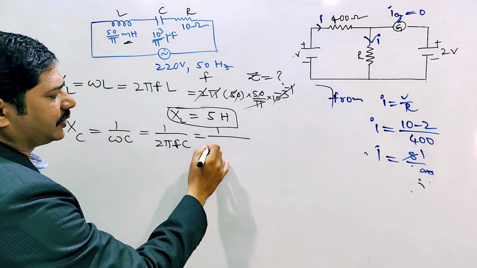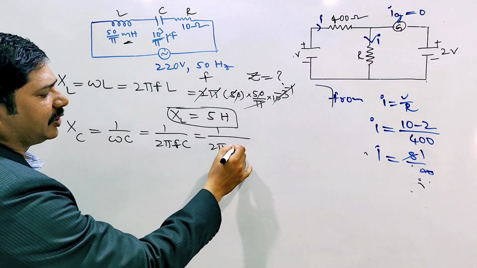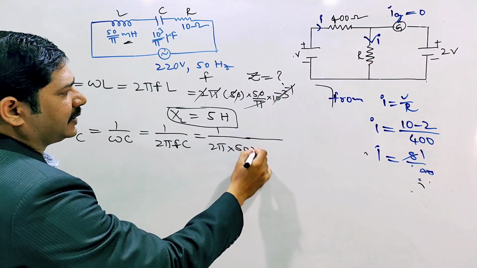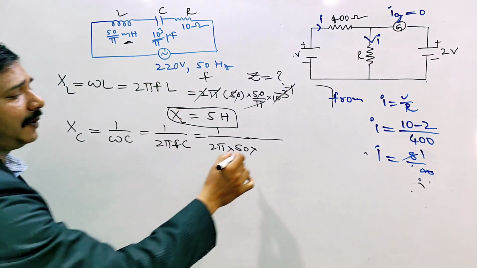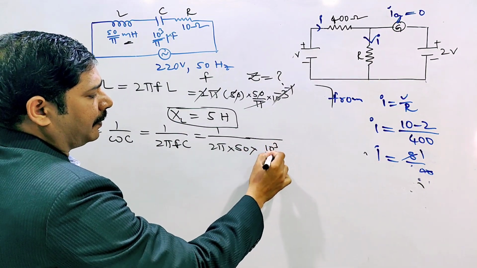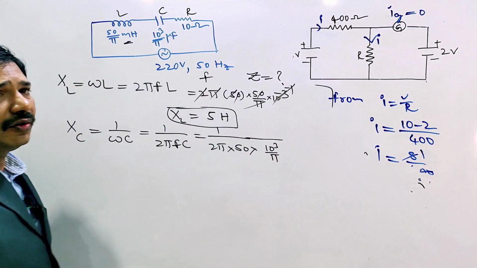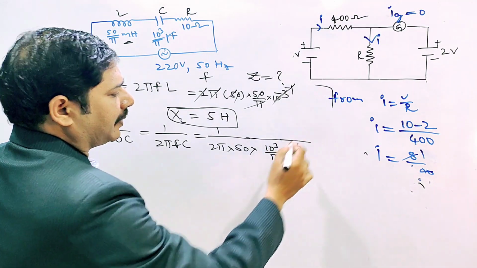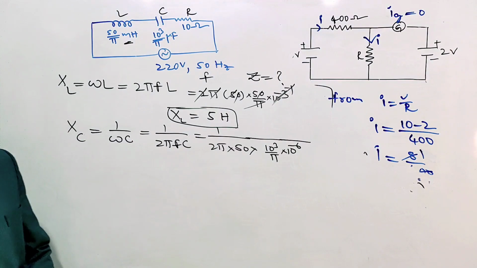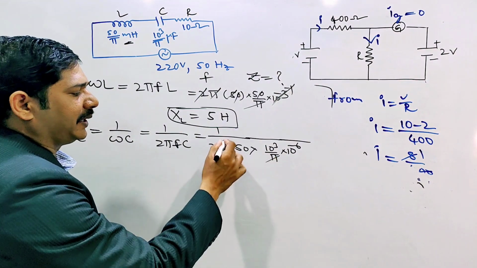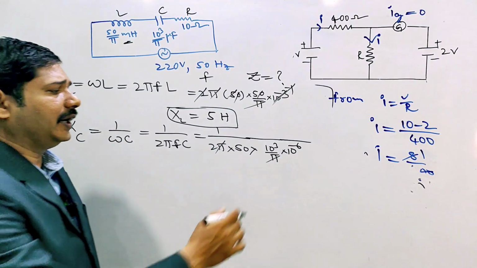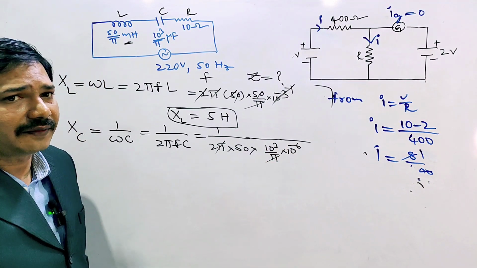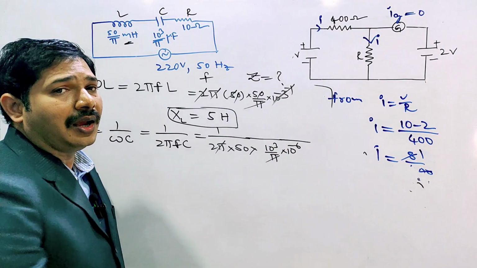Substitute the values: 2 pi into F value, how much? 50. And C value, how much? 10 to the power of 3 by pi microfarad. Microfarad, right? 10 to the power of minus 6, convert to 10 to the power of minus 6 farads. Here pi gets cancelled. 10 to the power of minus 6, 10 to the power of 3, how much? 10 to the power of minus 3.